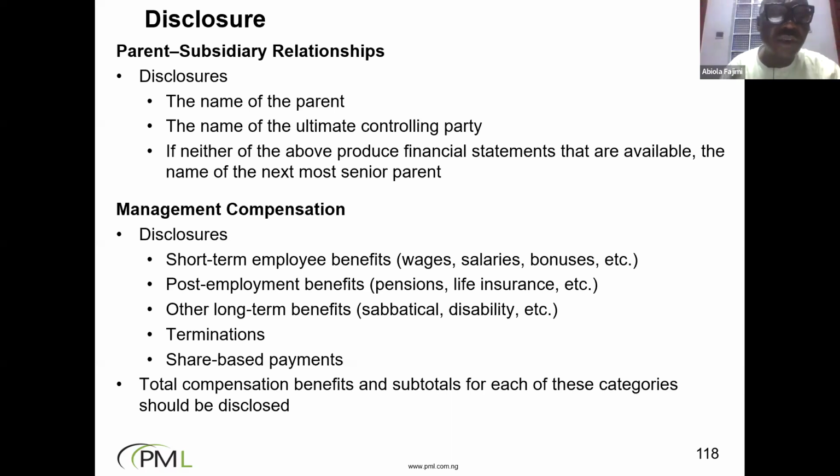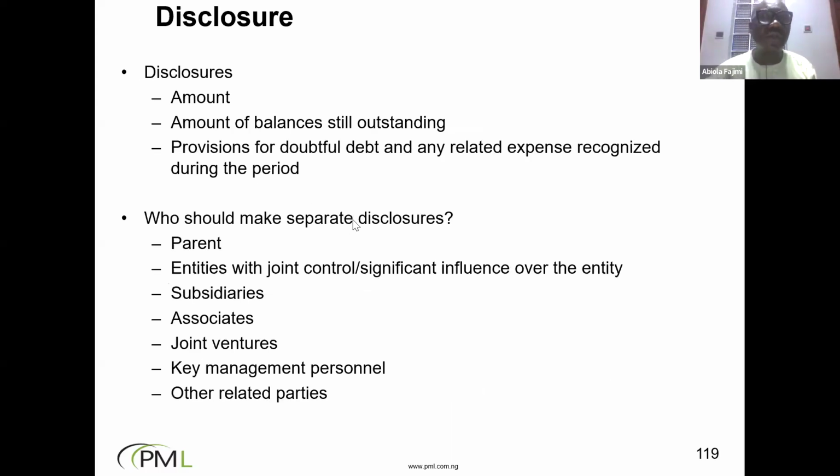For management compensation, you need to disclose the short-term employee benefits, post-employment benefits, other long-term benefits, termination benefits, and share-based payment benefits. If there's any benefit you earn as key management personnel in the company, that needs to be disclosed. I know this is one of the disclosures that people don't like to make. They don't want people to know how much they earn, but it is required to be disclosed.